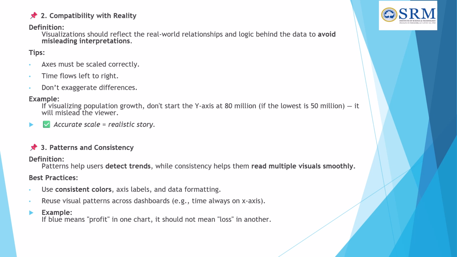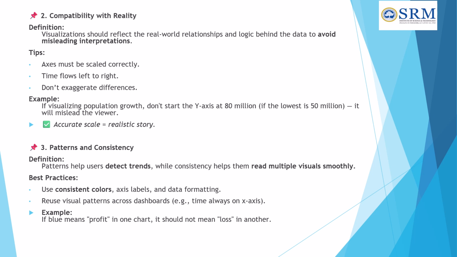When creating data visualizations, it's very important to make sure they match reality and stay consistent. First, your charts should accurately reflect the real world data without misleading anyone. This means axes should be scaled correctly and time should always flow from left to right. For example, if you're showing population growth, don't start the y-axis at 80 million if the actual lowest number is 50 million. Doing this can make differences look bigger than they really are. Using an accurate scale tells a realistic story.